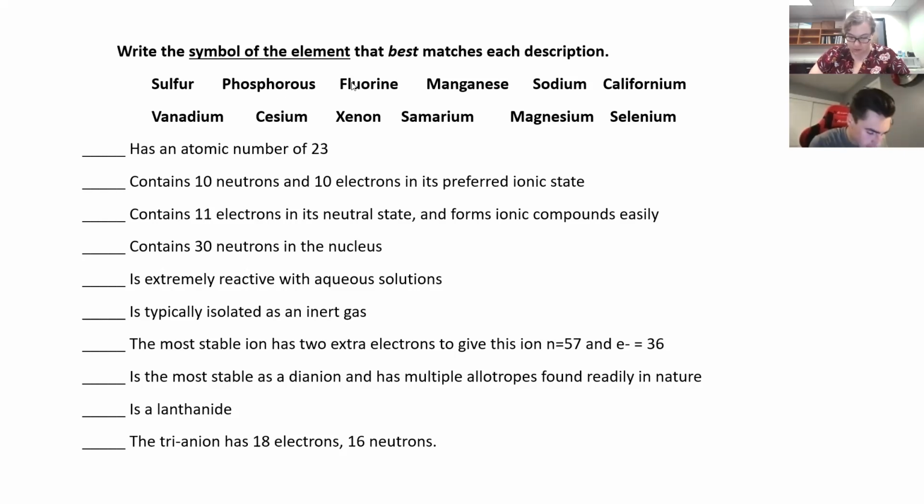Fluorine, no. We already answered that. Manganese. Manganese is Mn. I'm guessing it's that one. It came out to 29 for me. We could round it up to 55. Minus the 25 takes us to 30 neutrons. Okay, so manganese.